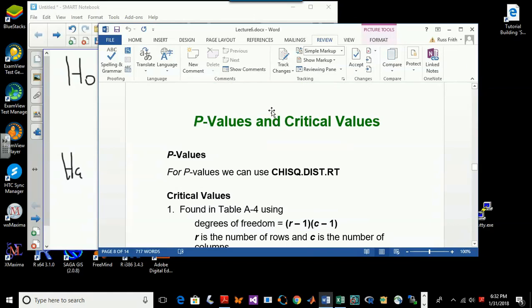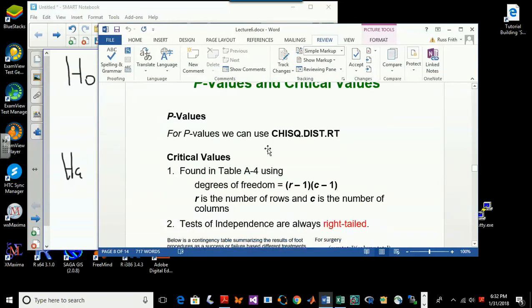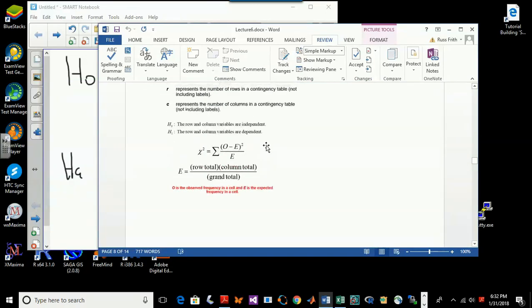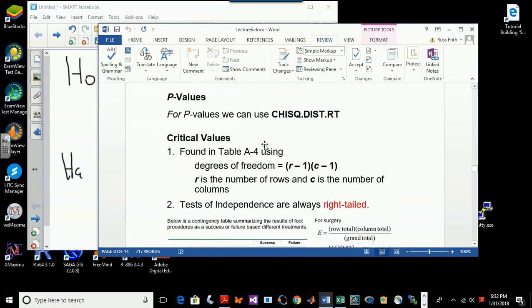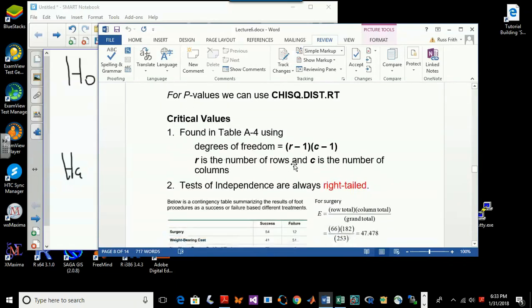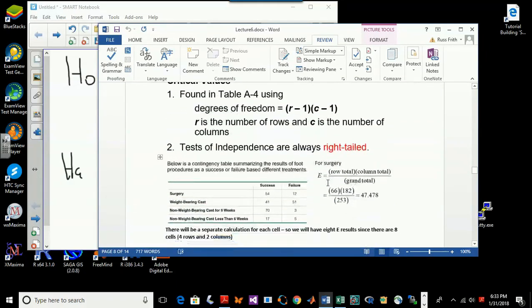P-values and critical values for contingency tables. So again, for p-values, we use the CHISQ.DIST.RT. We plug in our test statistic and our degrees of freedom. I'll show you how to calculate the test statistic of a contingency table in just a second. But the critical values, again, are found using the degrees of freedom of row minus 1 times column minus 1, right? So this is a quirky formula for degrees of freedom. And it's always a right-tailed test.